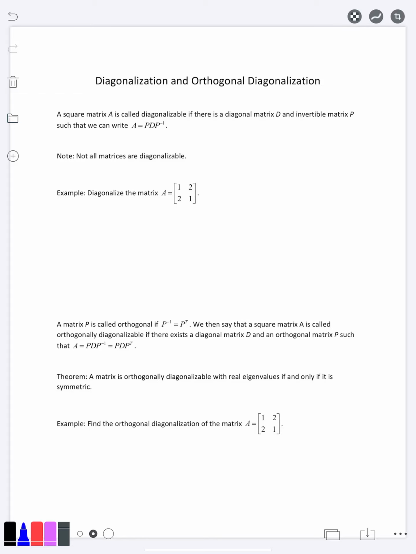A matrix is called diagonalizable if there's a diagonal matrix D and an invertible matrix P such that A is equal to PDP inverse. So basically we want to write the matrix that we started with, A, in terms of this matrix P, and especially this diagonal matrix D here. Let me give you a quick idea why we want it written in this format.